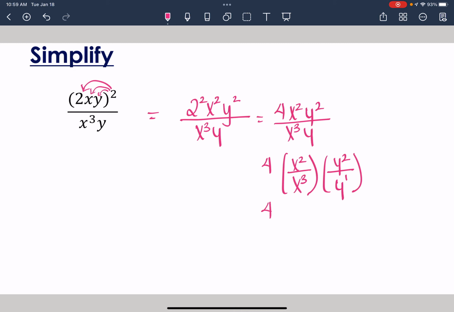So I have 4 x to the 2 minus 3, so that's x to the negative 1. I have y to the 2 minus 1, so that's y to the 1. Remember, my negative exponents, I just move them to the denominator. So this is going to become 4y over x.